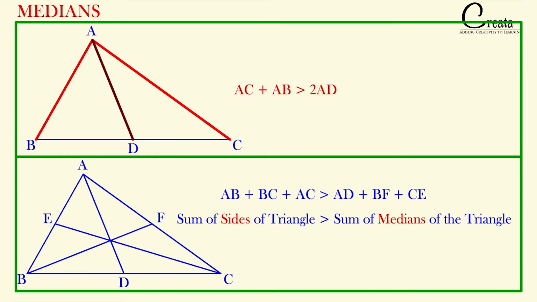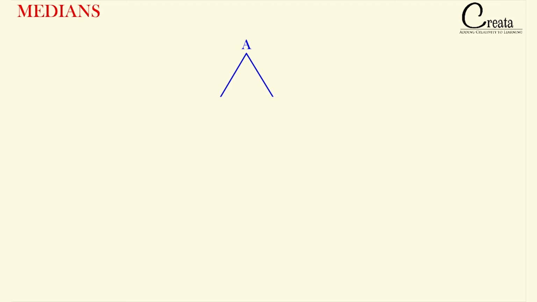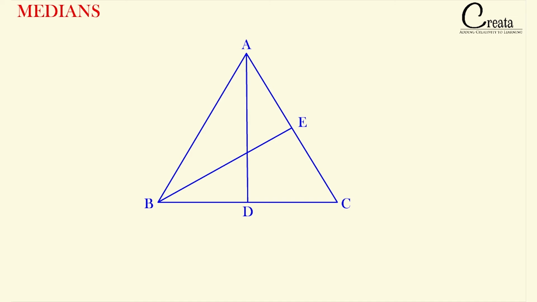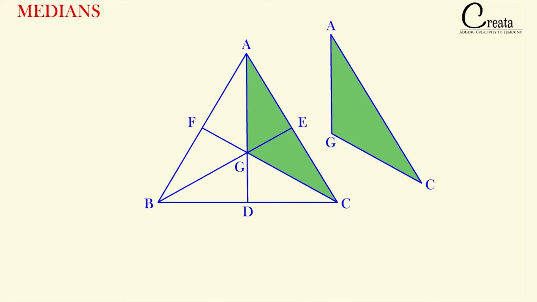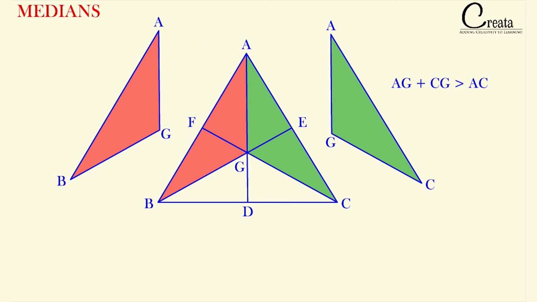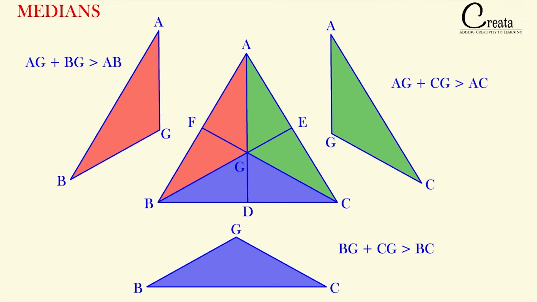Let's move further. Let's take a triangle ABC with medians AD, BE and CF. Let's check the triangle AGC. Okay, this is a triangle. And we know the property of the triangle, that the sum of the lengths of any two sides of a triangle is greater than the length of the third side. So can we say AG plus CG is greater than AC? Similarly, if we take the triangle ABG, here also we can say AG plus BG, the sum of two sides, is greater than the third side, AB. Similarly, for the triangle BGC, we can say BG plus CG is greater than BC.